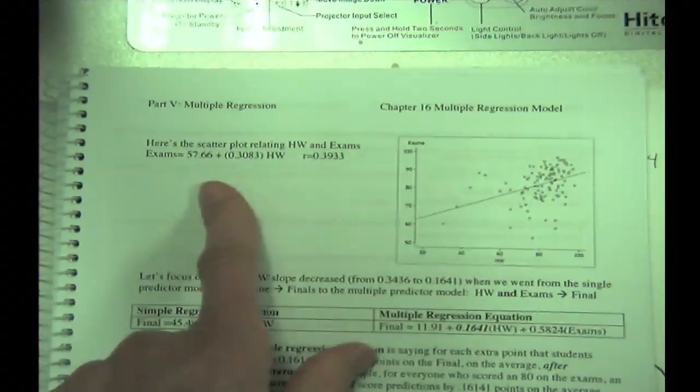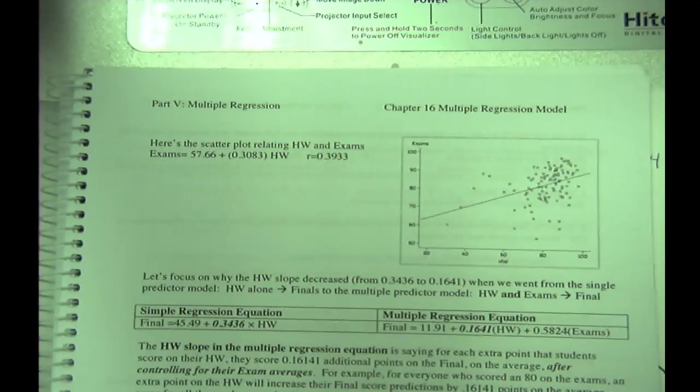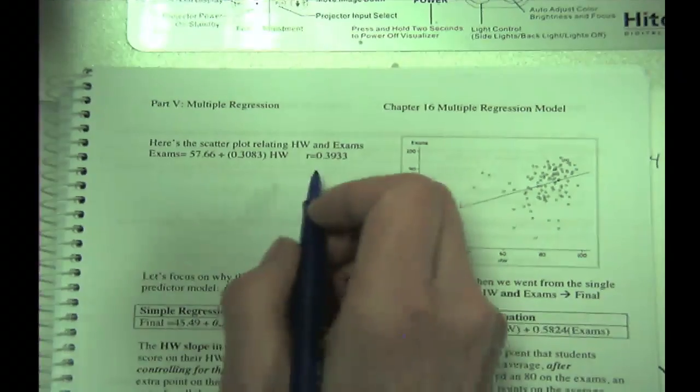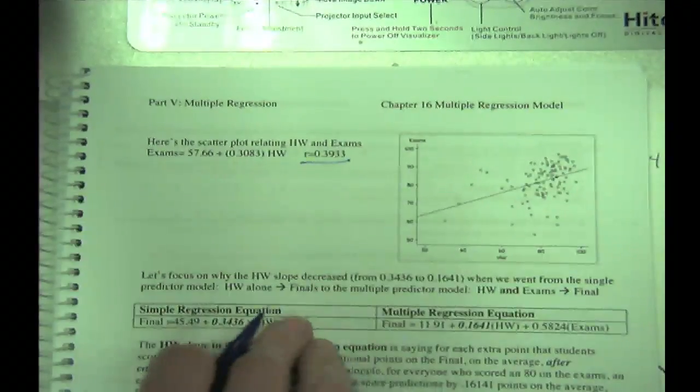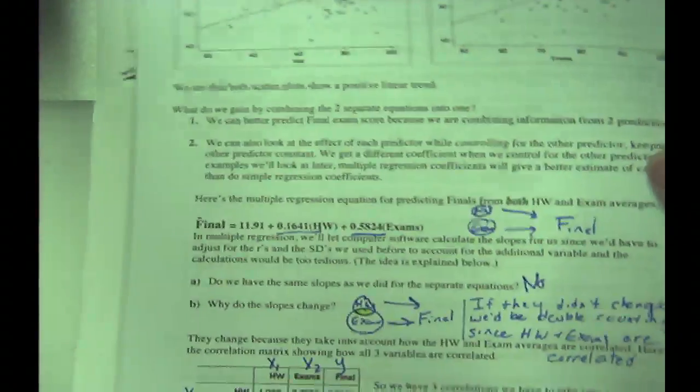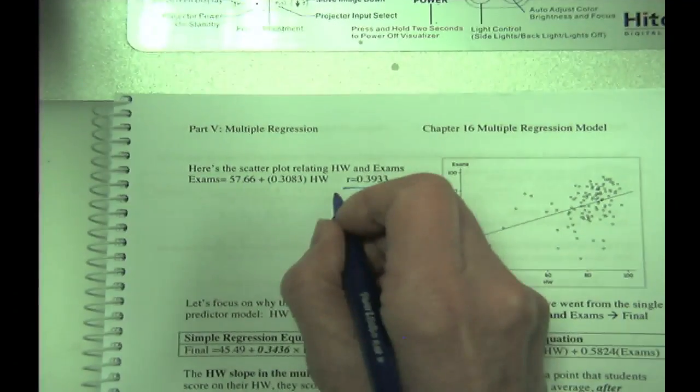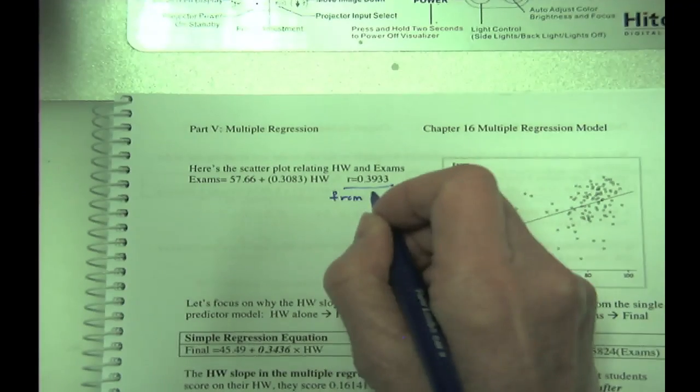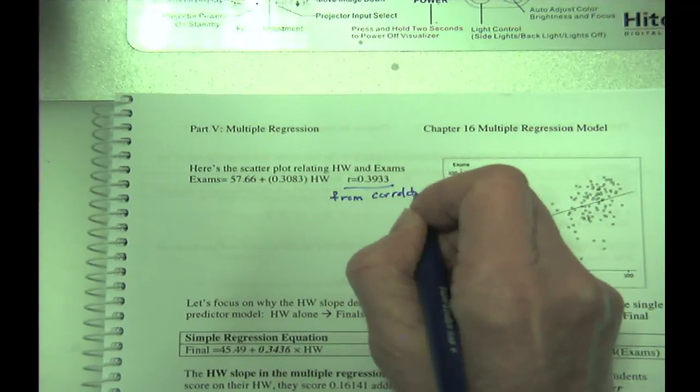So how do we, what is this? Did we get this equation? We can get this equation. We got this from the correlation matrix. See? That's just right here. So we got this from the correlation matrix. That will be given to you.